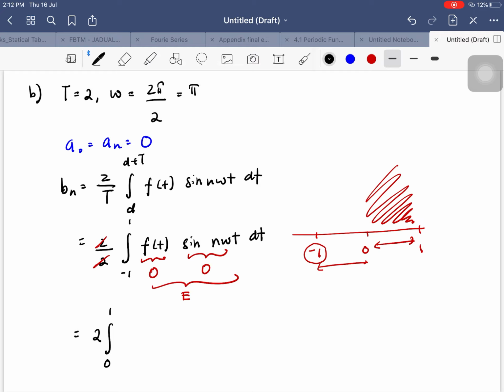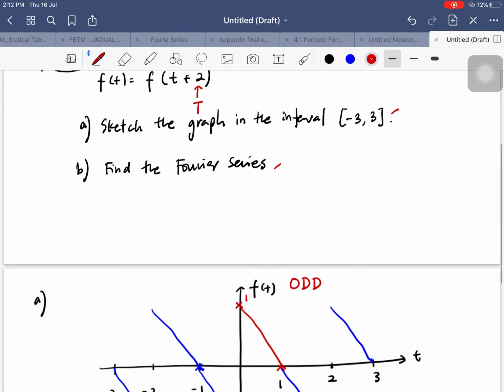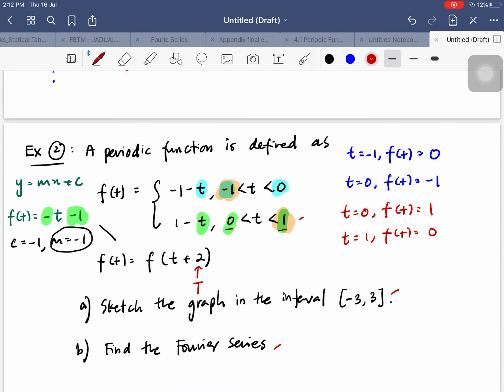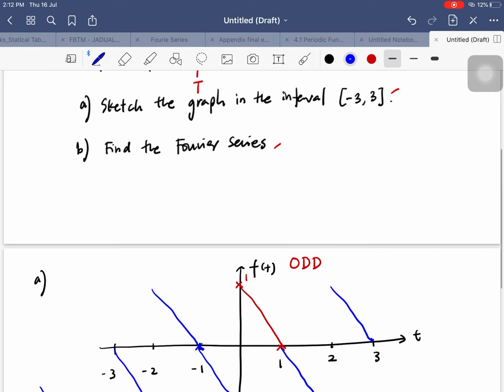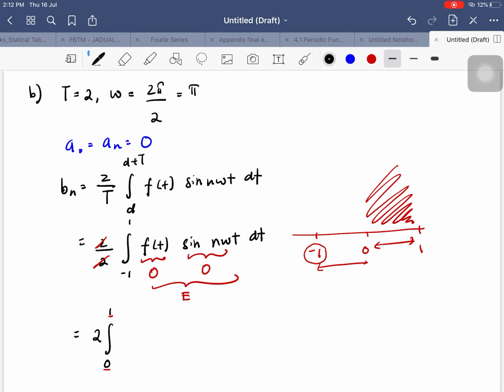So f of t is going to be a function that covers from 0 until 1. From the function given, the one that covers from 0 until 1 is this function right here, which is 1 minus t. So I'm going to have 1 minus t multiplied by sine n omega t, and we already know omega is equal to pi. So I'm going to have sine of n pi t dt.